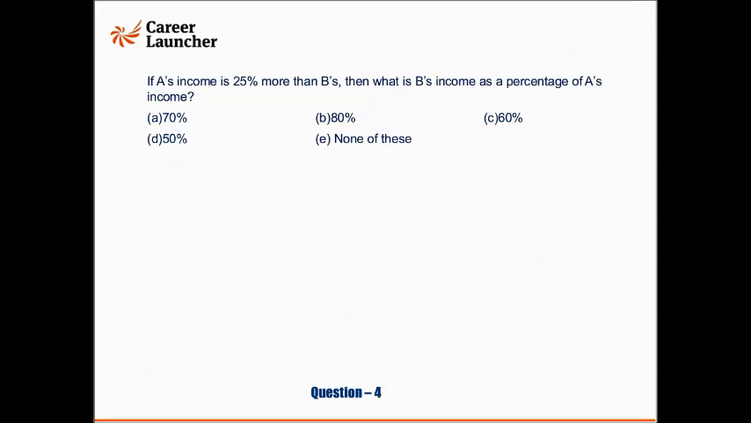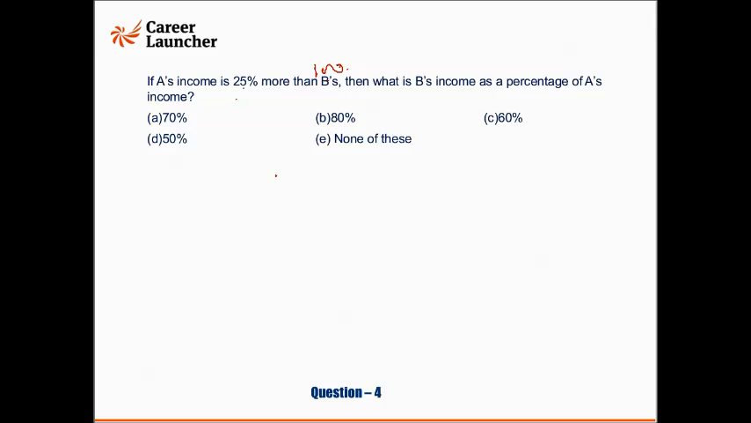Question number 4 says, if A's income is 25% more than B's, then what is B's income as a percentage of A's income? So, suppose B's income is 100. Now A's income is 25% more than B, so 100 plus 25% of 100. We will get 125, because 25% of 100 is 1 by 4th of 100, that is 25, and 100 plus 25 is 125. So A's income will be 125.